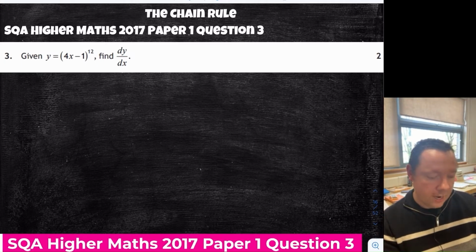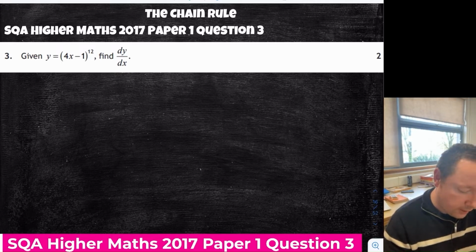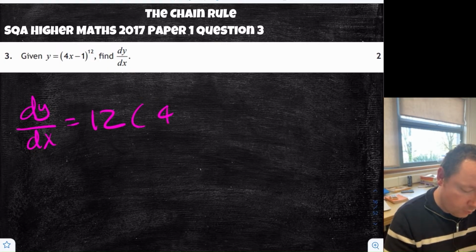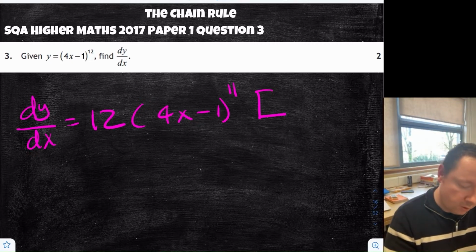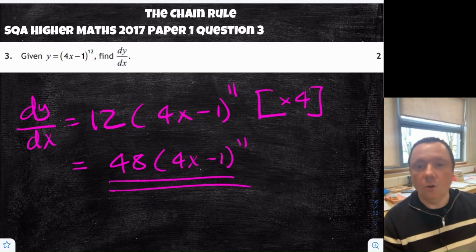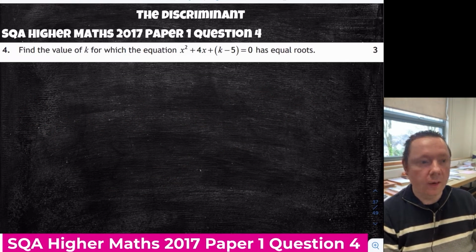Chain rule. SQA Higher Maths 2017, paper 1, question 3. y equals (4x minus 1) to the 12. Find dy by dx. Nice and simple. 12 down to the front. 4x minus 1. Take away 1 for the power, but then times the bit in the bracket differentiated, in other words, times 4. 4 times 12 is 48. (4x minus 1) to the 11. Job done.